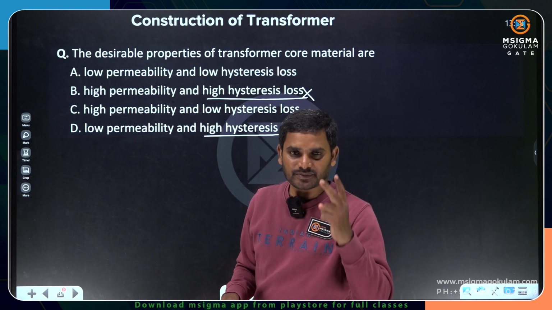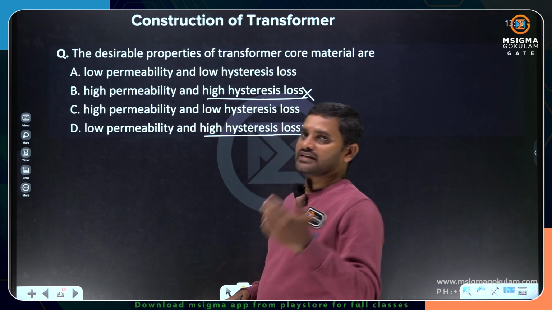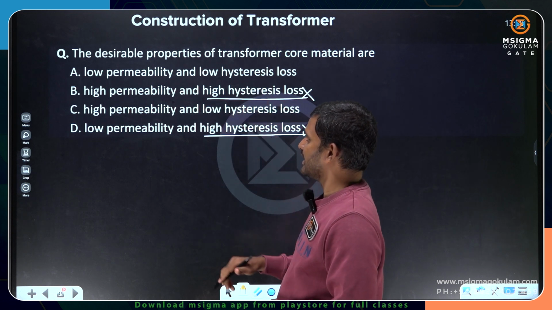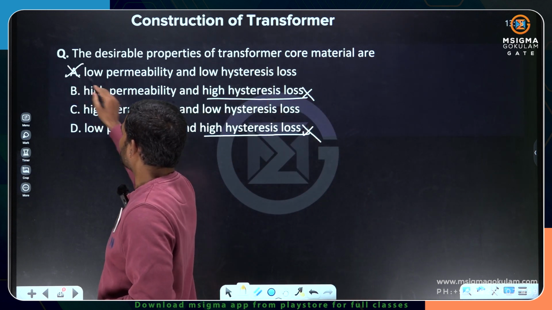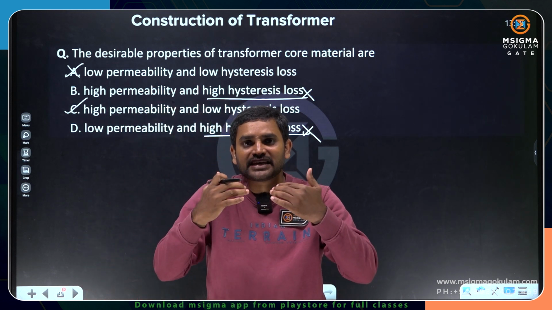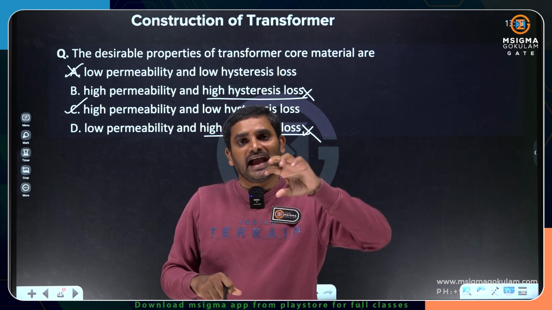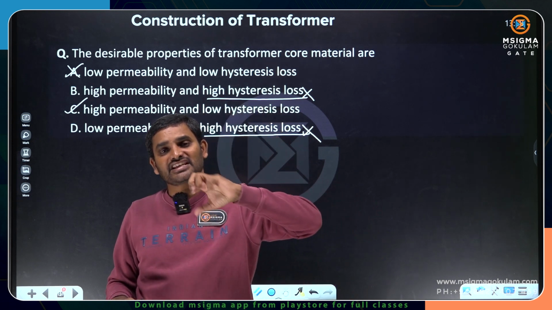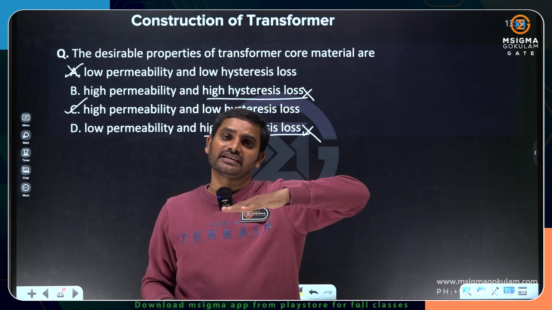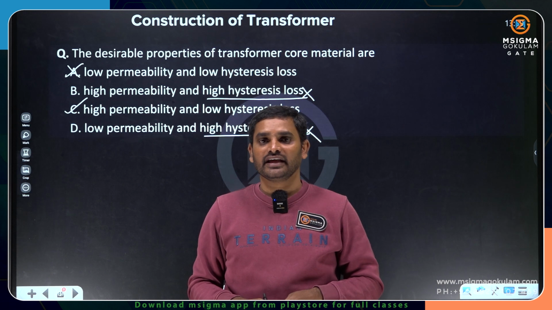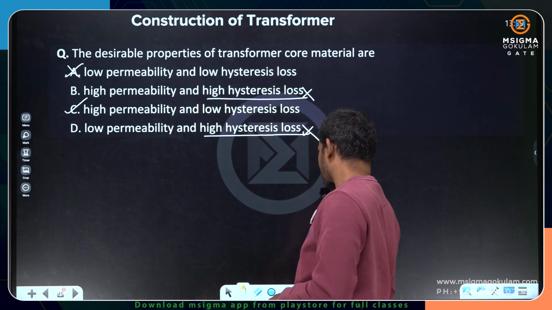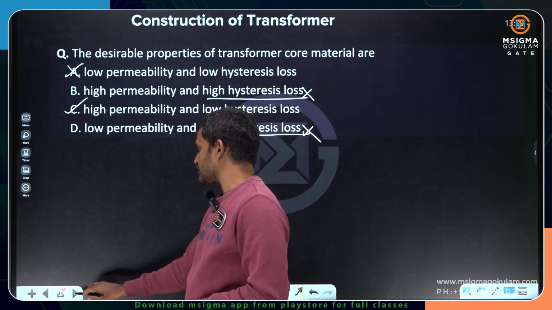So option B and option D can be eliminated, and option A and option C could be the answer. So low hysteresis loss, and permeability should not be low, permeability should be high. High permeability, so that the flux lines can be easily established, and the domains in the steel material will be easily magnetized, or will easily change direction according to the external magnetic field. Okay, all right. So let's move on to the next question.